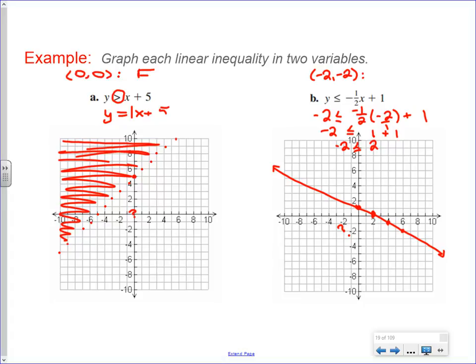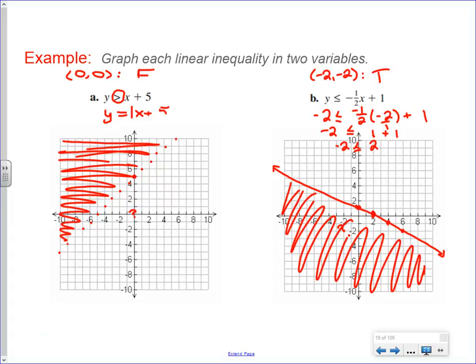Yeah. I was trying to show them you don't have to do 0, 0, so that if 0, 0 is on the line, they have another option. True or false? True. If it's true, where are we shading then? Right here.